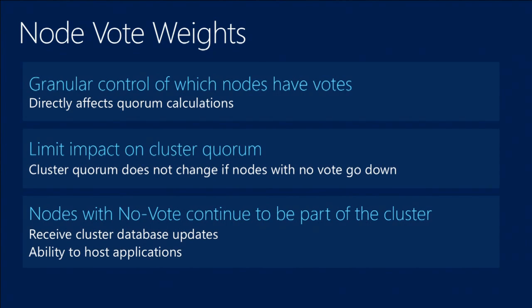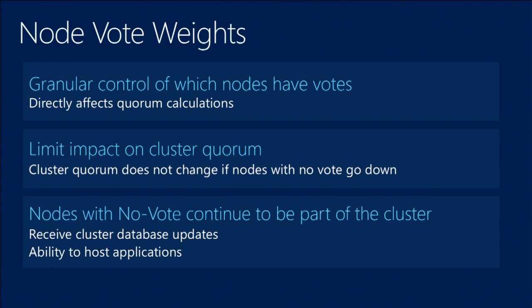Let's say I have a set of nodes and I have a disaster recovery site that should come into play only when my primary site goes down. That's like a manual failover scenario. You may come in and say that you don't want that disaster recovery node to affect the stability of your primary site cluster. And so you can actually remove the node vote of the disaster recovery site node manually, and cluster would honor that. And so that removes that disaster recovery site node from the cluster quorum calculations.